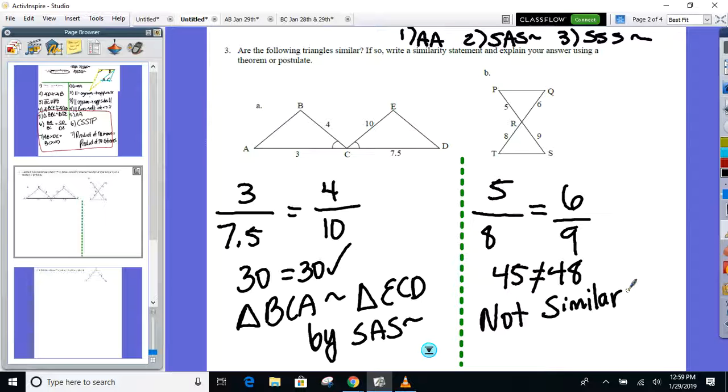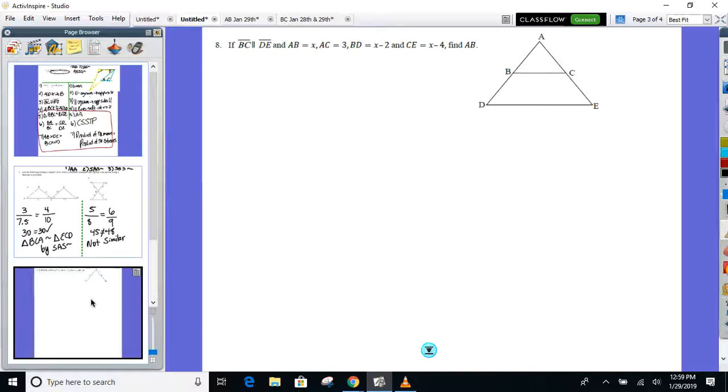And one more, and that's going to be some algebra now. We hit up a proof. We hit up ways to prove them similar. Now let's find a side using some algebra. Got parallel sides, which I needed. I got AB is x, AC is 3.